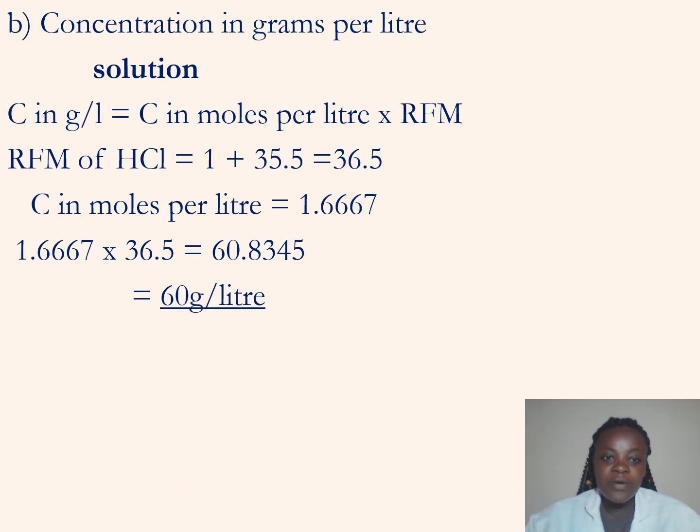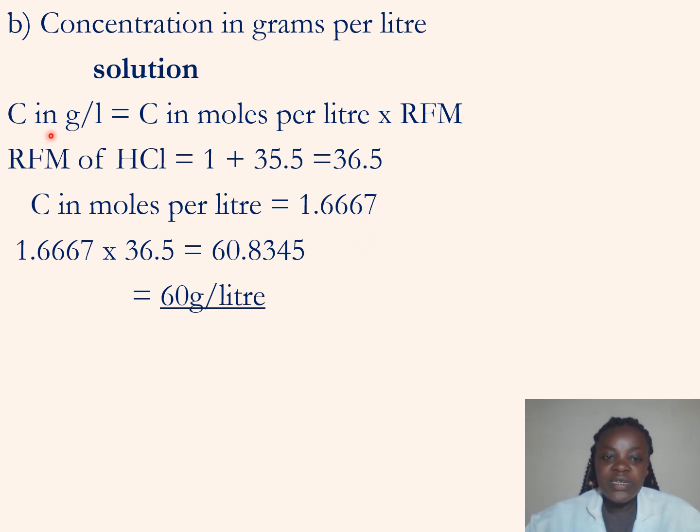Then part B, we are required to find the concentration in grams per liter. Having the concentration in moles per liter, we just have to multiply the concentration by the relative formula mass. To find the relative formula mass of hydrochloric acid, we have hydrogen having a mass of 1 and chlorine having a mass of 35.5. So the relative formula mass or the molar mass of hydrochloric acid is 36.5.